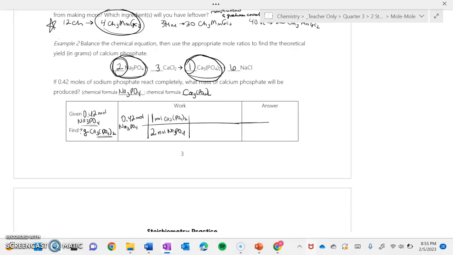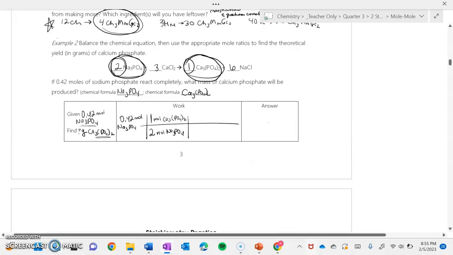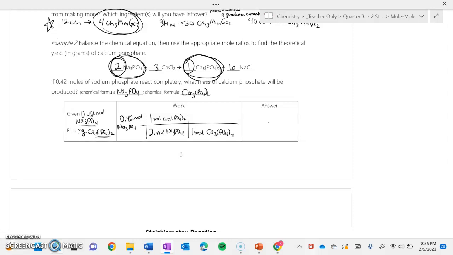Then I need to convert to grams for my final product because our unit here is grams. And just like we learned previously, if we're going from moles to grams, we can use the conversion factor of molar mass. I'm going to write my work over here to find molar mass. So if you have a periodic table handy, go ahead and pull that up.